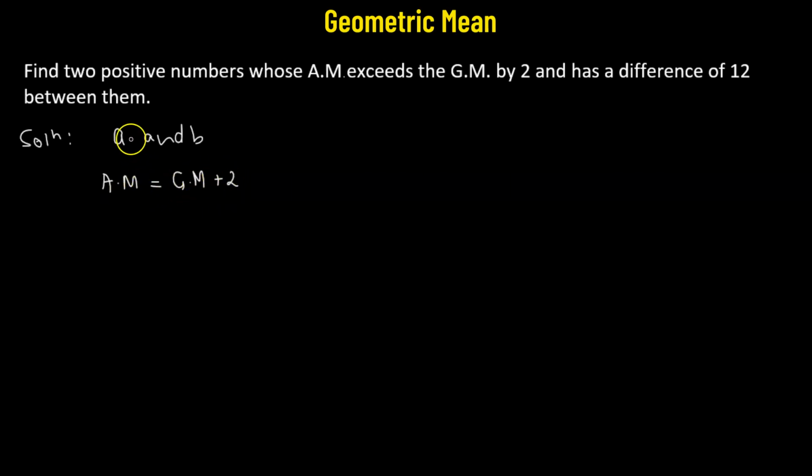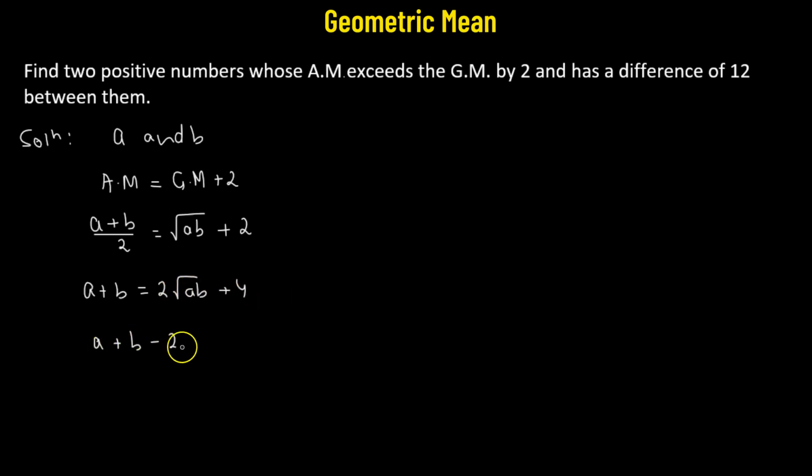Now we know that the arithmetic mean of a and b is given by (a + b)/2, which will be equal to the geometric mean between them, simply the square root of ab, plus 2. So let's multiply both sides by 2. So we have a + b = 2 times the square root of ab + 4. Or we can have a + b - 2 times the square root of ab = 4.